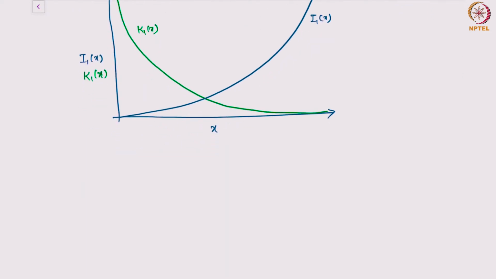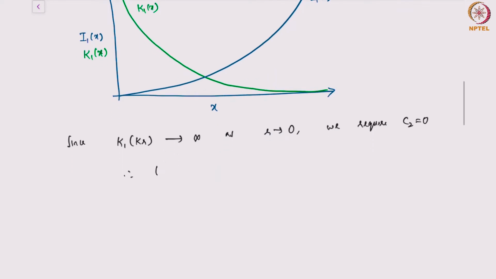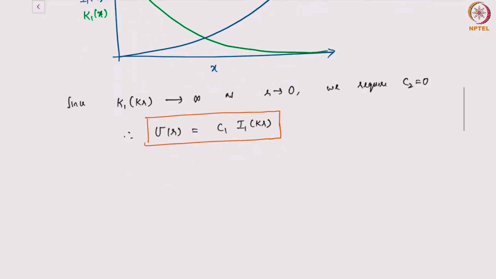Therefore, I can make a simple statement that since K1 of KR goes to infinity as R goes to 0, we require C2 to be 0 to suppress this unphysical growth. Okay. Therefore, now I have got U of R as C1 I1 of KR. Right. I have got the radial velocity up to an arbitrary constant.